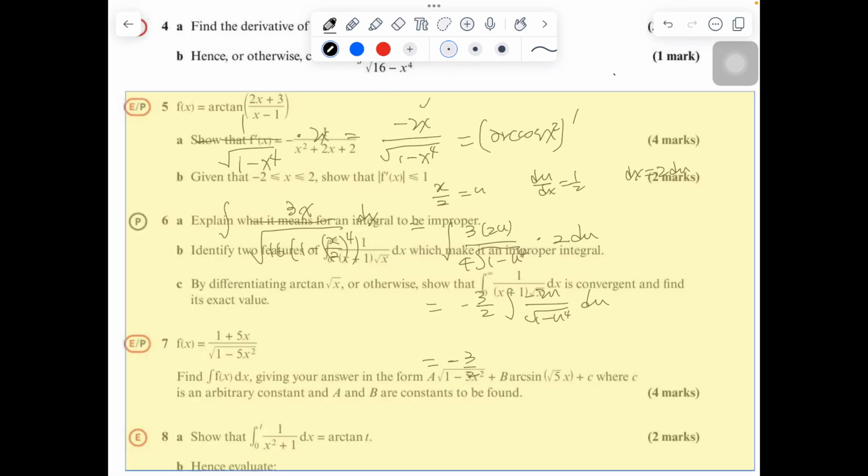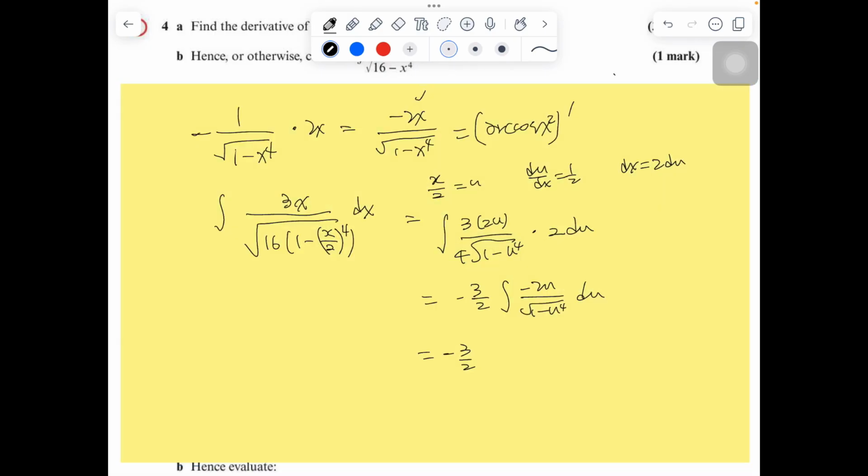Now we can use the result of part A. So this is arc cosine u squared plus c. So negative 3 over 2, arc cosine, and u was x over 2, so x squared over 4, plus c. So this was the answer.